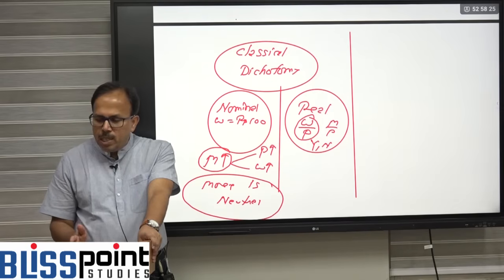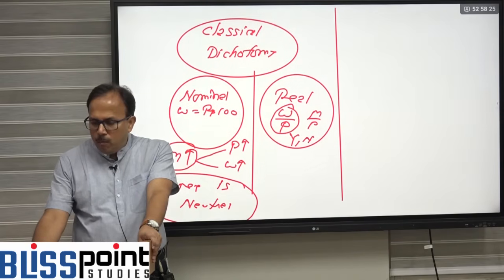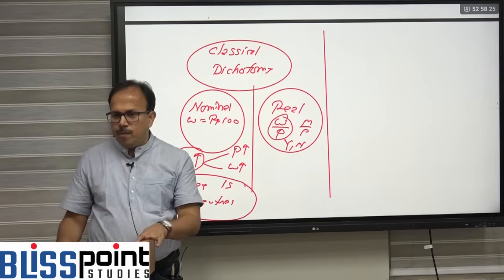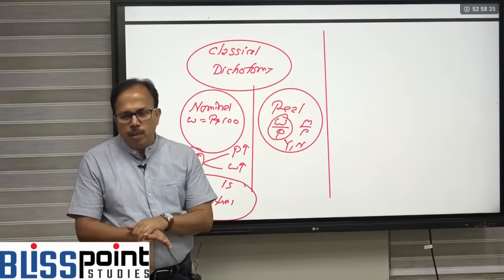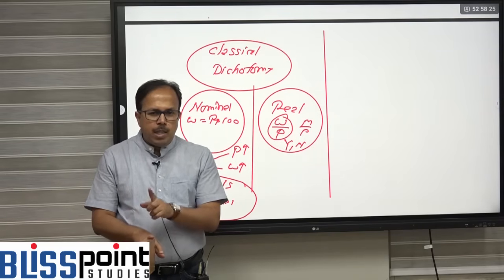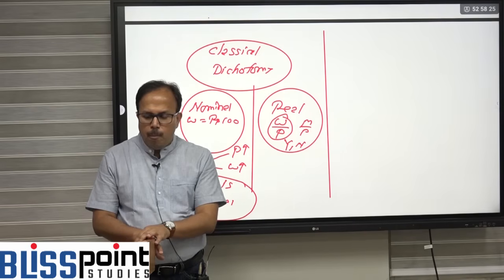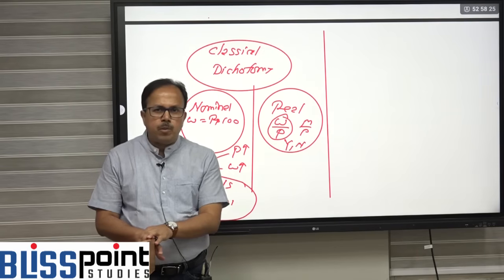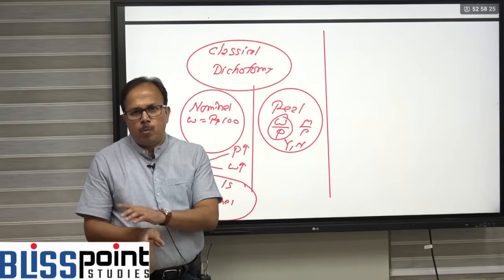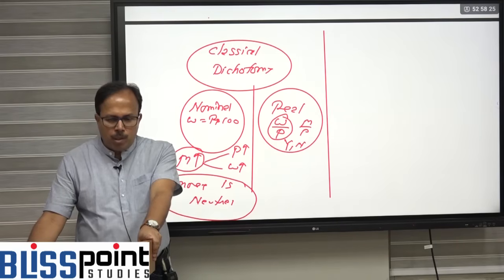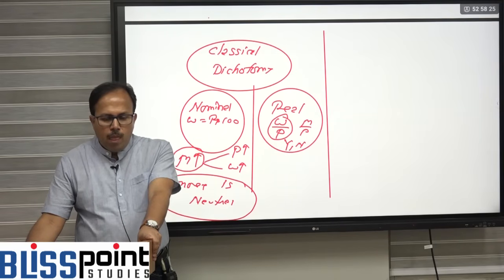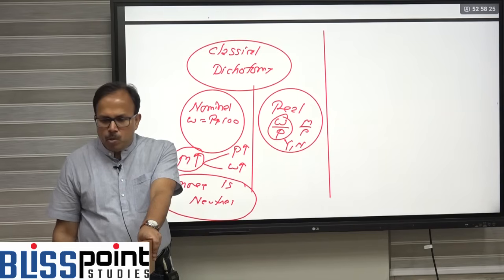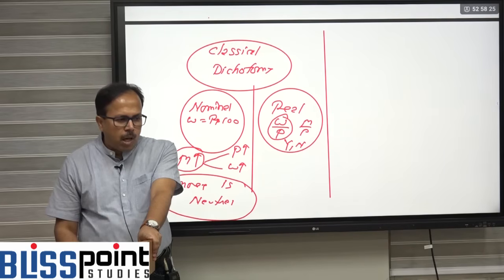Policy implication of classical model is that neither monetary policy nor fiscal policy can affect output, because output is determined mainly by inputs. Input matlab labor, capital and so on.